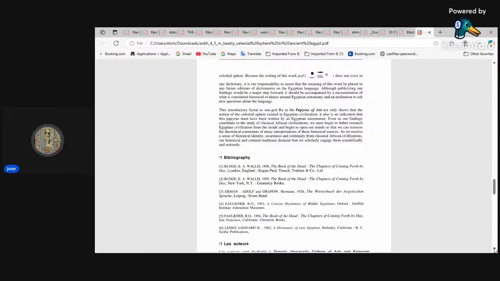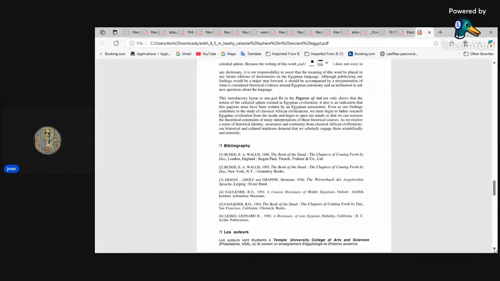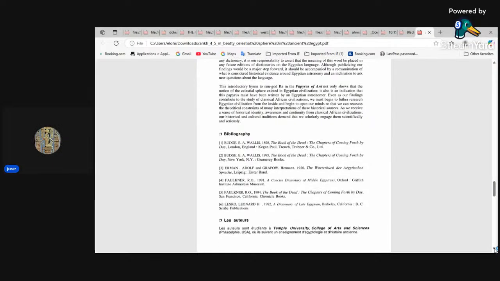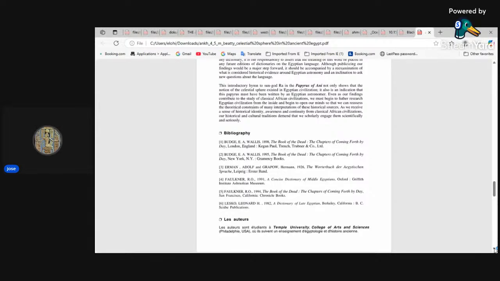We must begin to further research Egyptian civilization from the inside and begin to open our minds to see that we can reassess the theological constraints of many interpretations of these historical sources as we receive a sense of historical identity, awareness, and continuity from classical African civilizations. Our history and cultural tradition demand that we scholarly engage them scientifically.